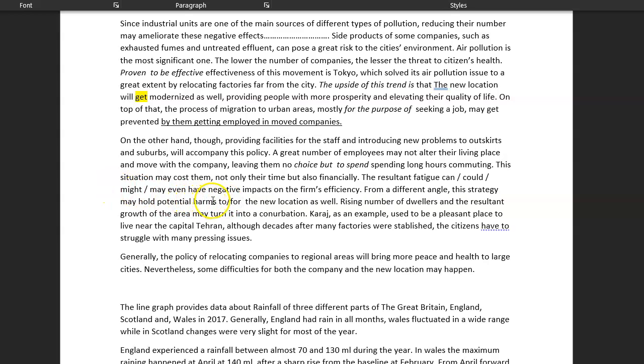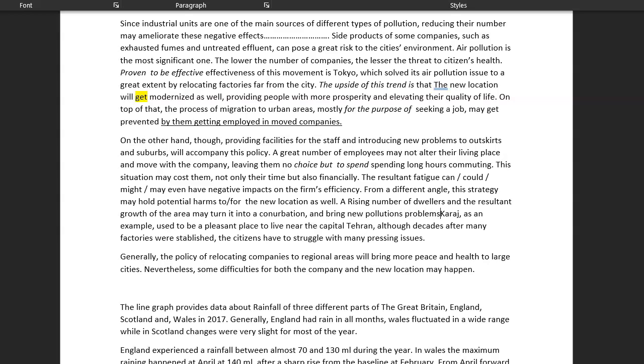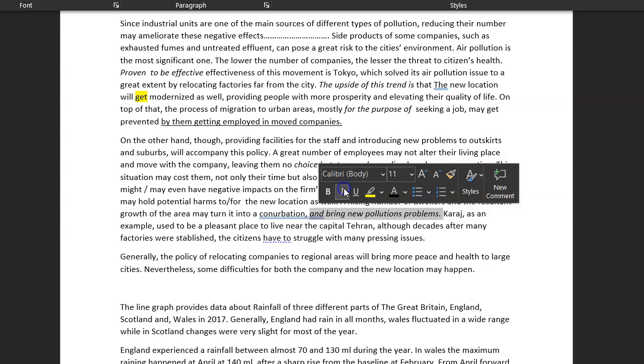May hold potential harms for the new location as well. A rising number of dwellers and the resultant growth of the area may turn it into a conurbation, suffering, and bring, let's get back to the pollution, new pollution problems. So by doing this, we could link it quite nicely back to your first paragraph. But I love this. So far, it's a very, very good bit of writing.